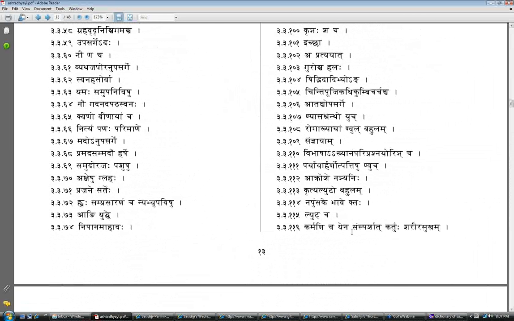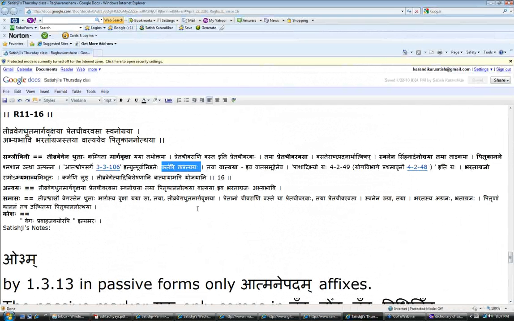Ataschopasarge. And how did I know that, by the way? Because he said kartarikta pratyaya. Kartarikta cannot come in 3.3.106, because let's go there for a second.